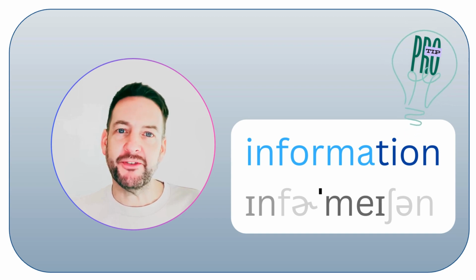Next, let's look at the four-syllable word "information." Here we can see syllable 1 is our secondary stress, syllable 2, unstressed, syllable 3 is our primary stress, and syllable 4, also unstressed. So the pronunciation is "information." Notice that the weak sounds or the unstressed sounds are quicker and quieter than the stressed sounds. In fact, here is a pro tip for you.